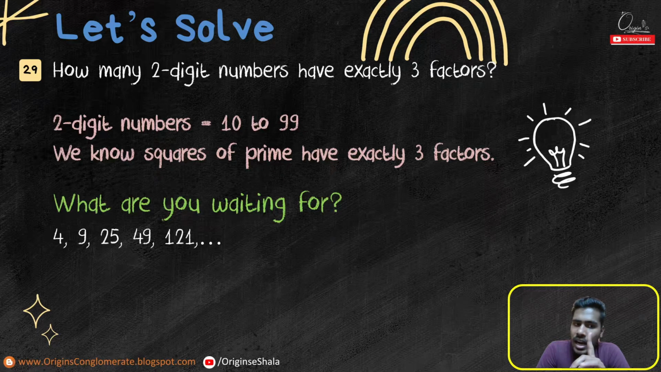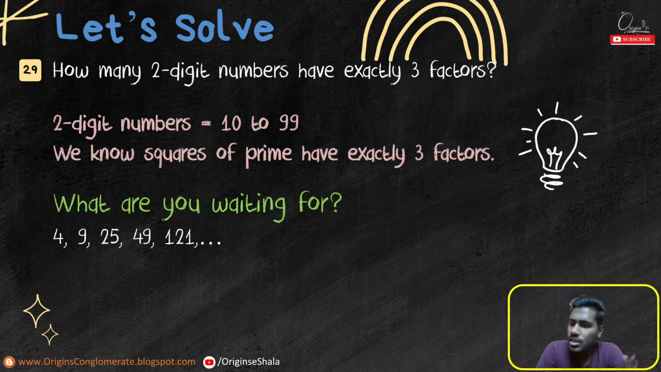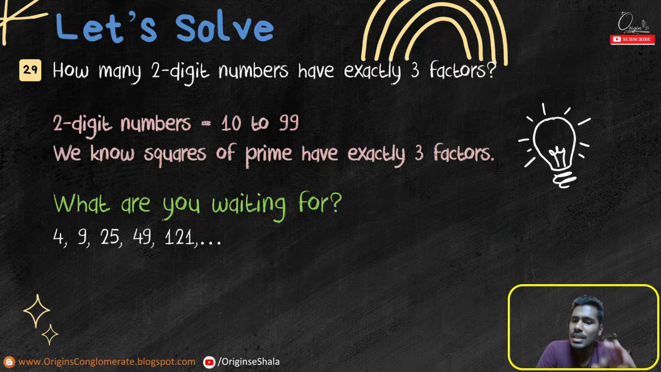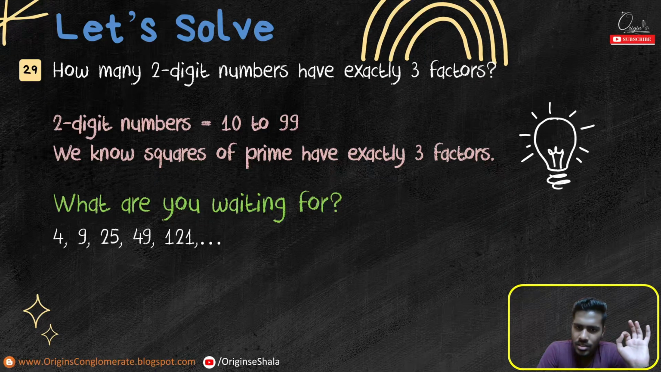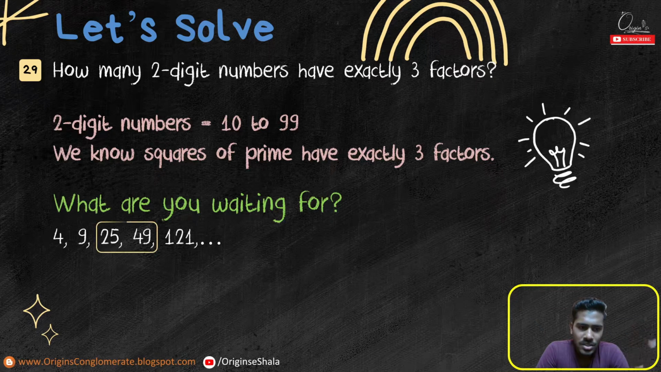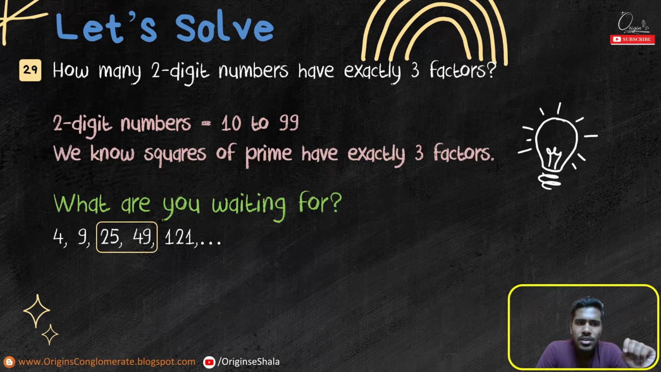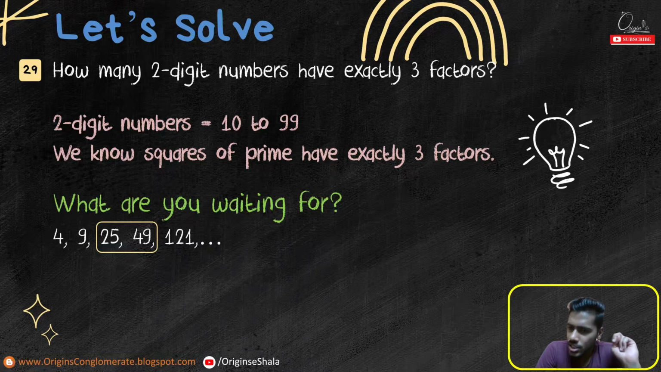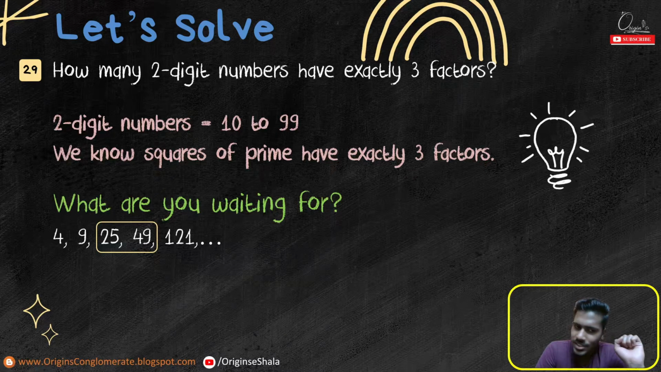And mind well, I have not taken any composite number's square. I have only taken prime number squares for our case. That's why 1 is also not here, because 1 is neither prime nor composite. So these are our answers, 25 and 49. So there are only two such two-digit numbers which have exactly three factors.